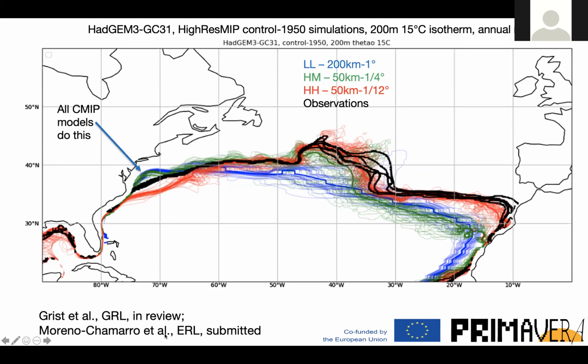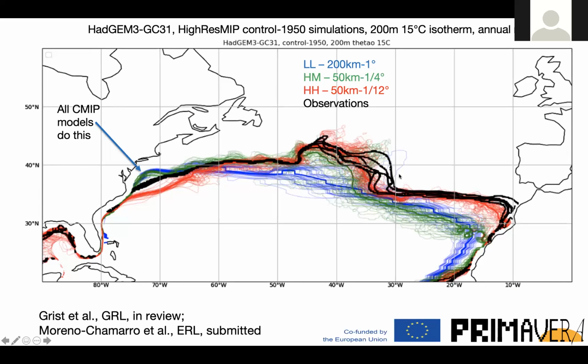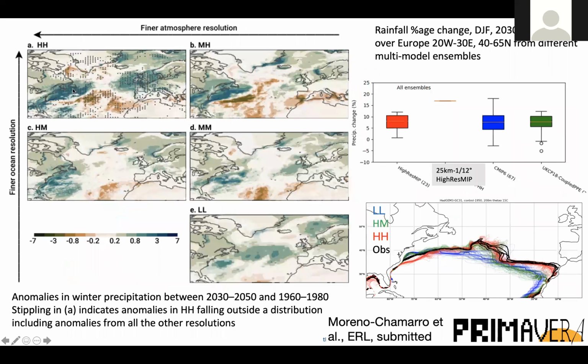And there is a paper by Moreno-Chamarro et al. that shows that actually, if we then do climate change and we look at precipitation over Europe, particularly extreme precipitation, running with a configuration that gives us this response to the air-sea interactions in this region, gives us both an extreme of precipitation in this region, but also over Europe.